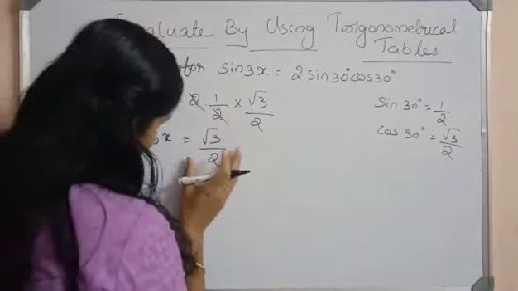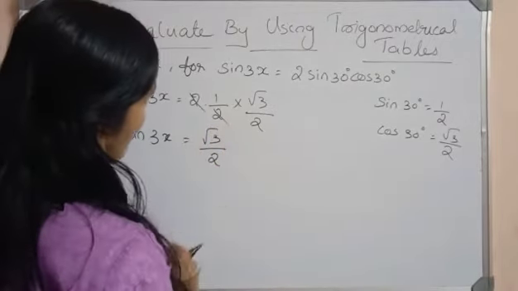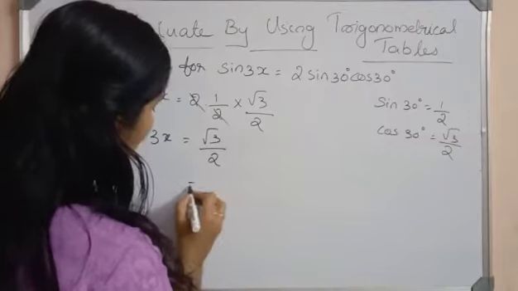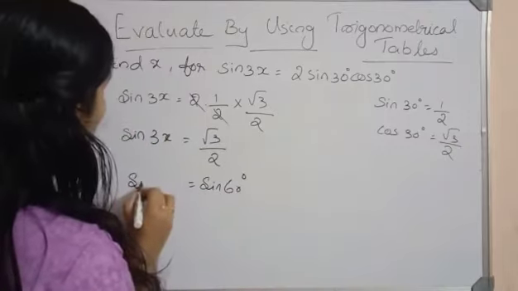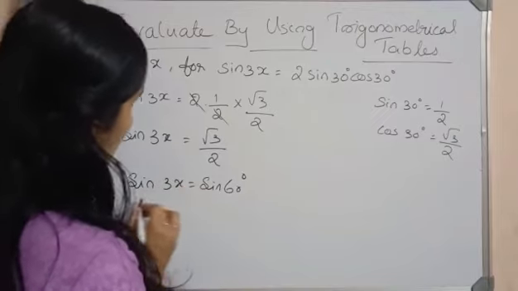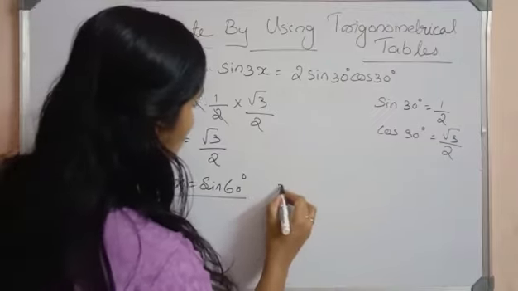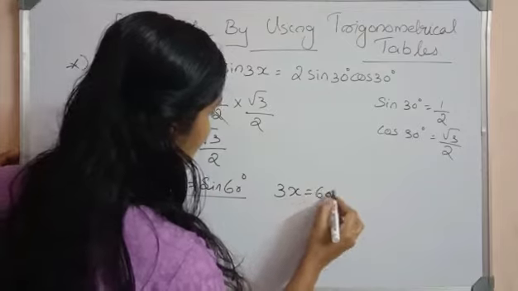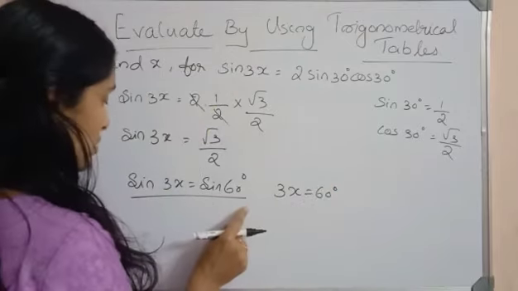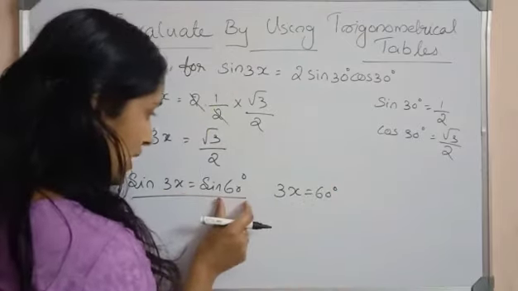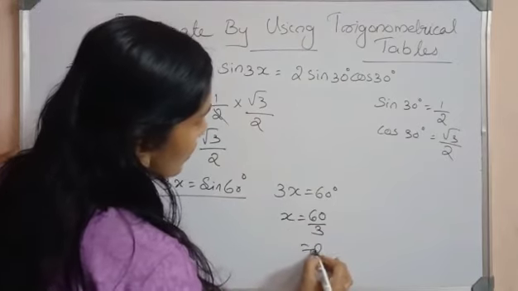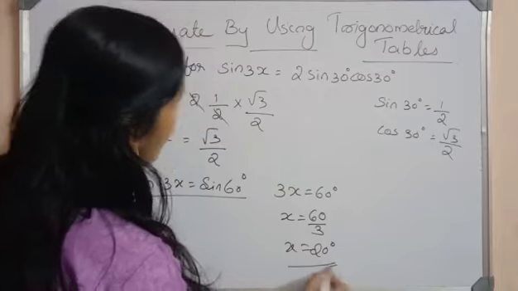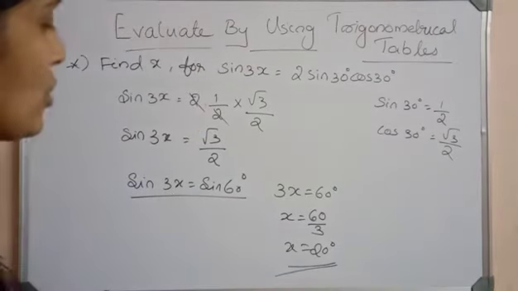Now for what angle of sine is the value root 3 by 2? That is sin 60. We know that sin 60 is root 3 by 2. So from here we can write this as 3x is equal to 60 degree. Here sin 3x is sin 60. So 3x is 60 degree. So therefore x is equal to 60 by 3. That is equal to 20 degree. This is how we can find the value of x for this particular question.